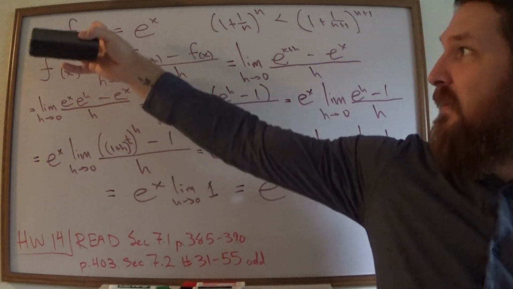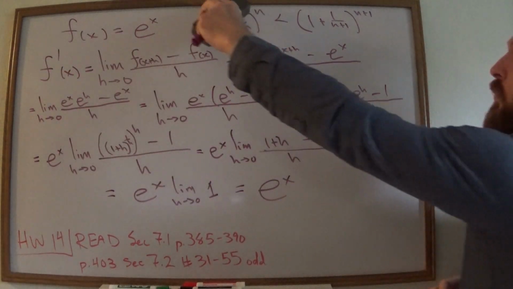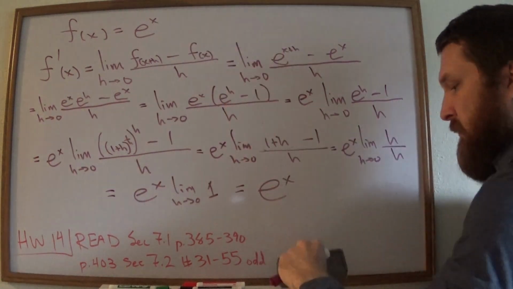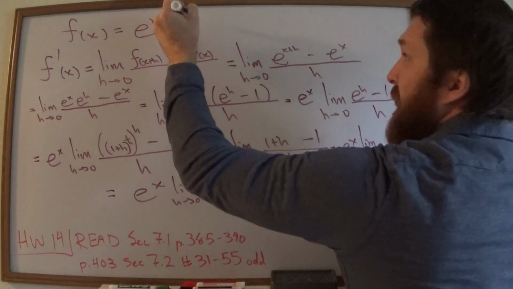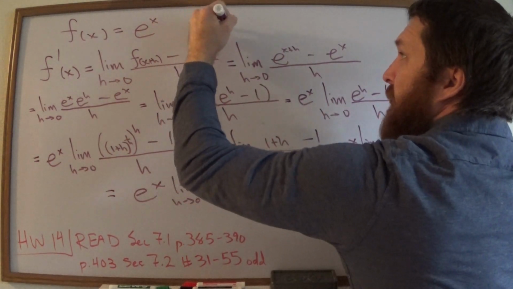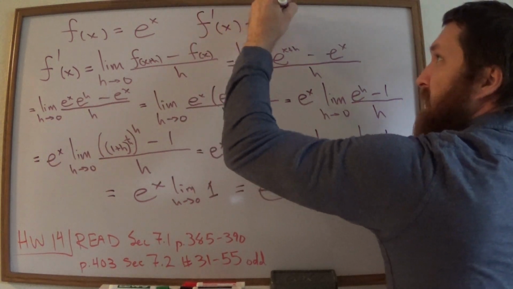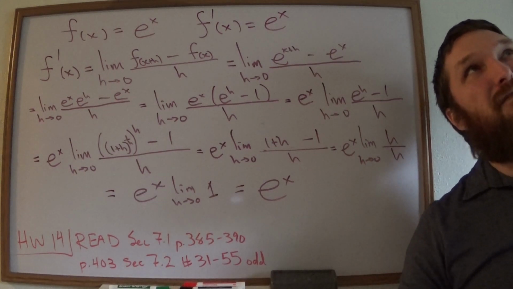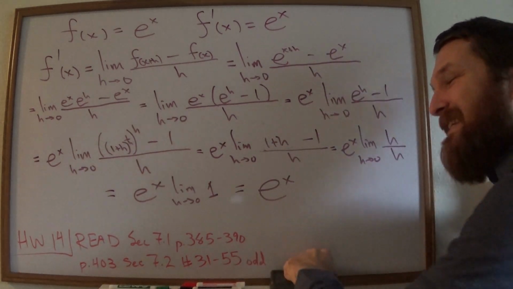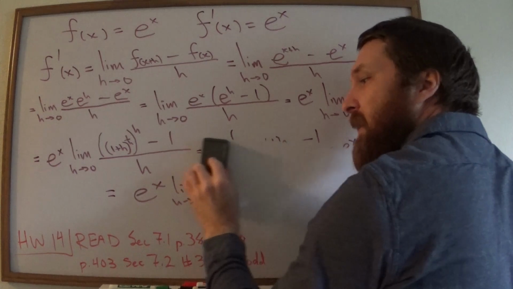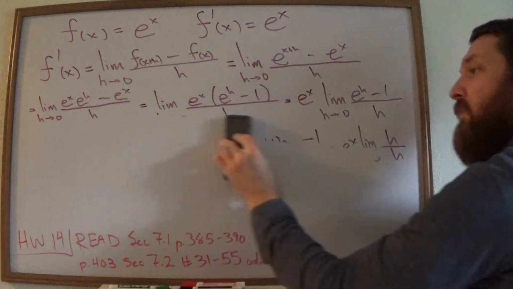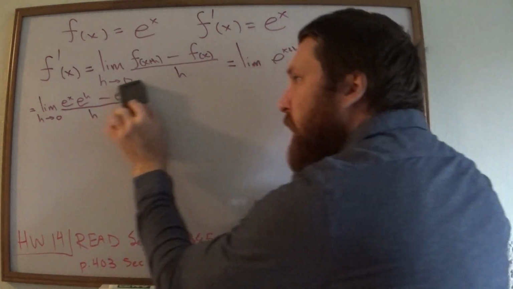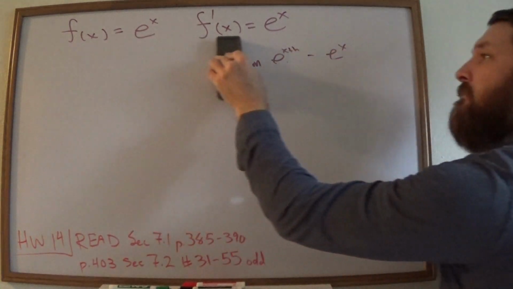We took the derivative of f, and what we got was, we got f right back. F prime of x is e to the x. It does not change. So what's the second derivative of e to the x? It's e to the x. It stays e to the x forever and ever and ever. No matter how many derivatives you take, it's always equal to itself.